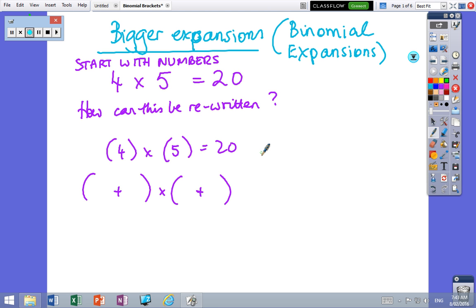So what I want you to do now is pause the tape and write down 2 numbers that add to 4 and 2 numbers that add to 5. And we know that the answer has to be 20 at the end, but let's just break it up into 2 numbers for each in the bracket. So can you do that? And then when you're ready, come back again.